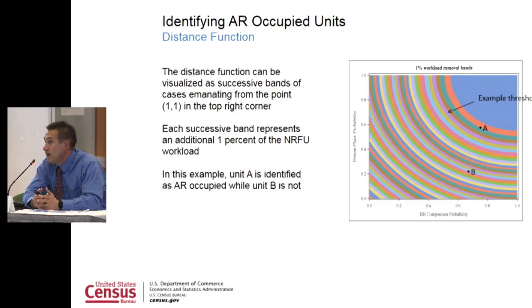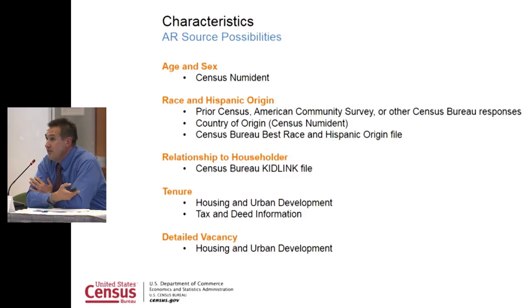And so here's a graphical picture of that, showing that ideal, we want to be in the top right corner. So how far are we away from that? This is an example with our 2010 data of 1 percentile bands. We're going further and further away. So based on this scenario, for housing unit A, we would decide to reduce contacts if we had that example threshold, whereas for address B, with those properties, we said for that address we need to do our full enumeration.